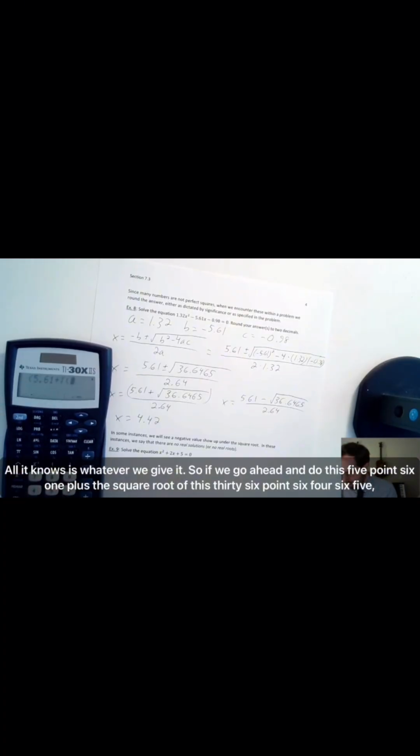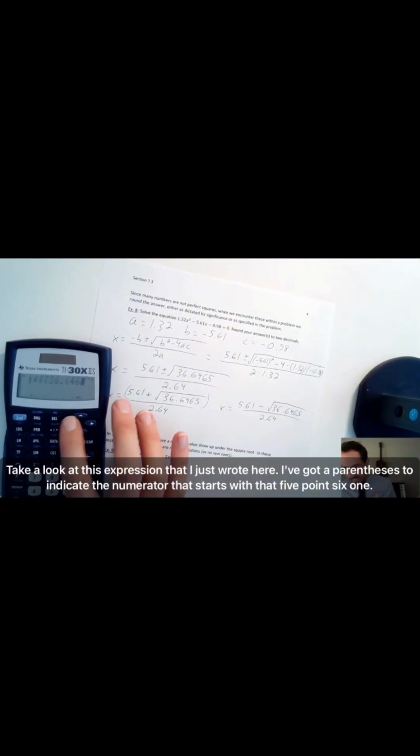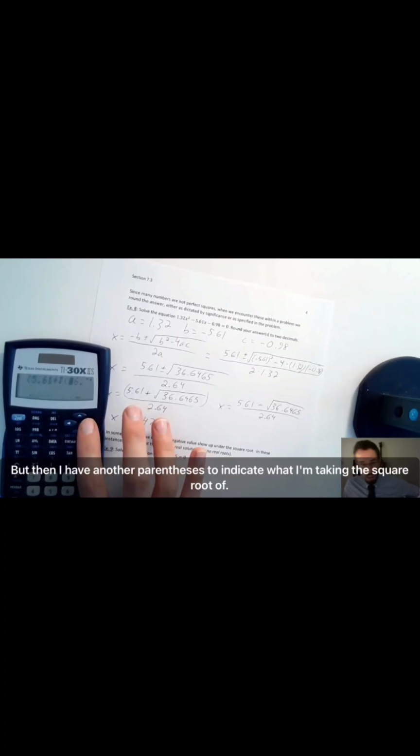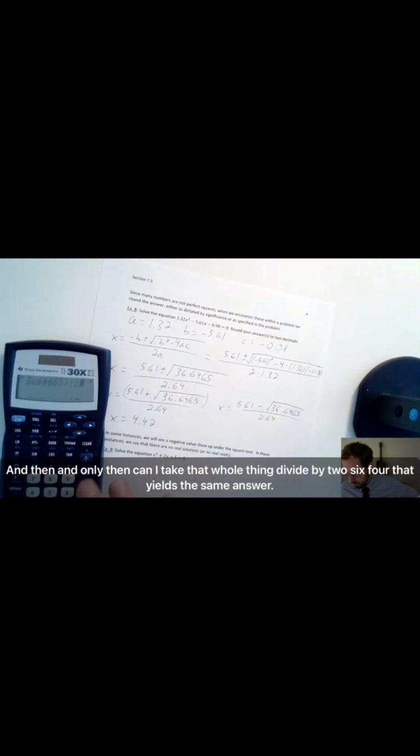So if we go ahead and do this, 5.61 plus the square root of this 36.6465. Anyone who's going to ever do any programming will know the importance of parentheses. Take a look at this expression that I just wrote here. I've got a parentheses to indicate the numerator. That starts with that 5.61. But then I have another parentheses to indicate what I'm taking the square root of. That's something that my calculator does automatically. Yours might as well. So I need to close off that parentheses for the square root part, and then close off the parentheses for the numerator, and then, and only then, can I take that whole thing divided by 2.64. That yields the same answer.